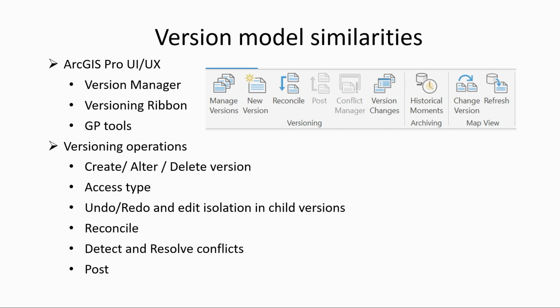As a version owner, you set up the access type on the version so that users can either not see your version when it's private, see it but not edit it if it's protected, or both see and edit the version, that is, it's public. You also reconcile when you're ready to pull changes from default version. You detect conflicts, resolve them, and then post the version.